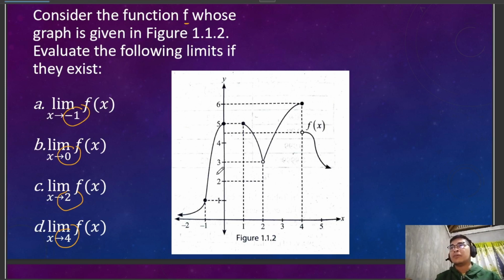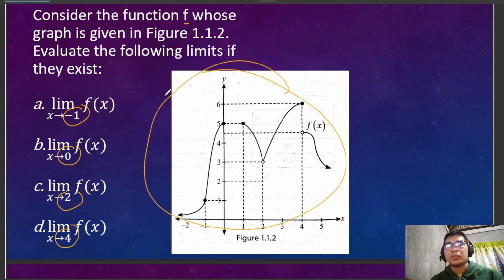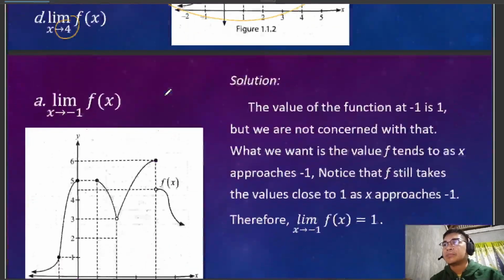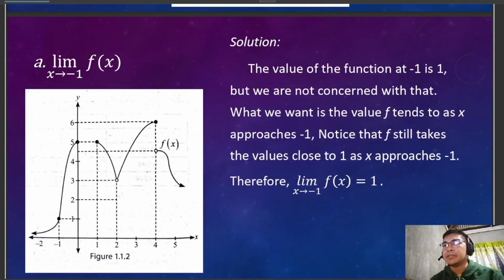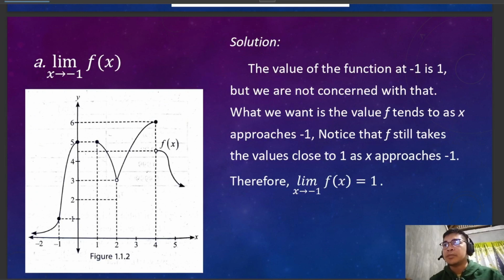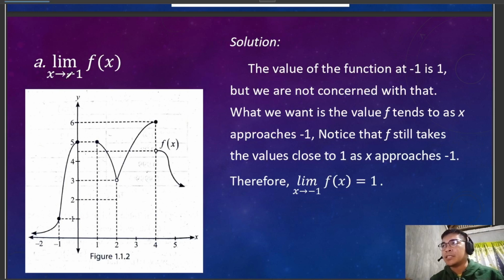We need to evaluate the following limits. Does the limit exist or not? By just looking at the graph, we will see whether their limits exist. Okay. Let's have letter A. We have the limit of f of x as x approaches -1. Here, this is -1. What is the limit of our f of x as x approaches -1?